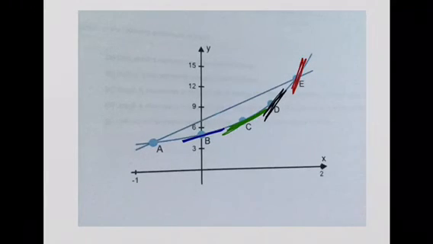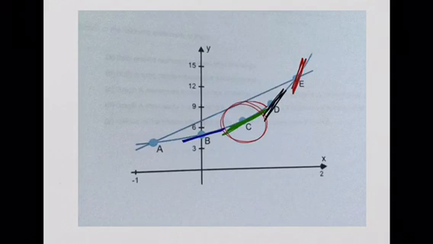So if I draw a line at each of those points to show its rate of change or its slope at that point, we would see that here at point C is where the rate of change is most similar or parallel to the given reference line. Okay, hope that helps.